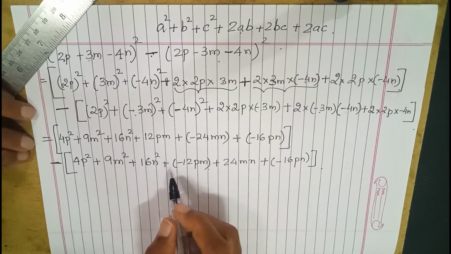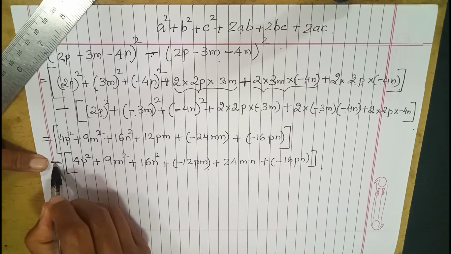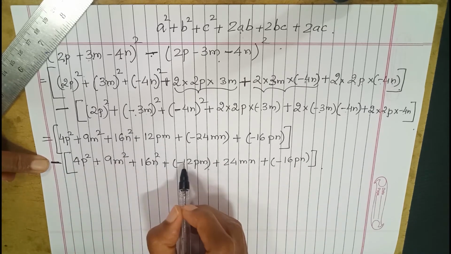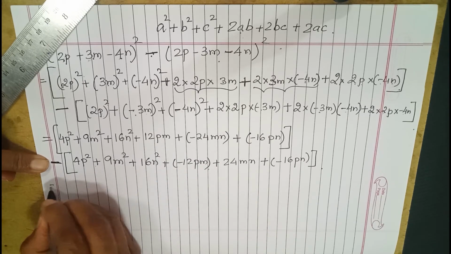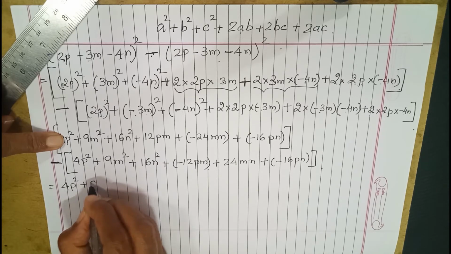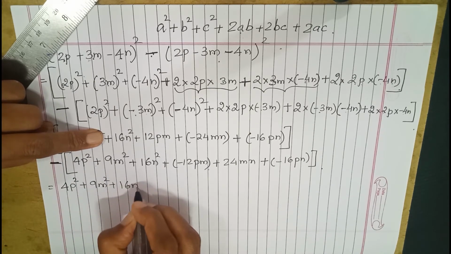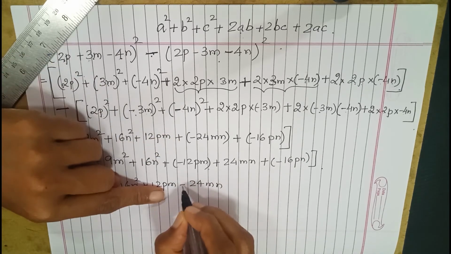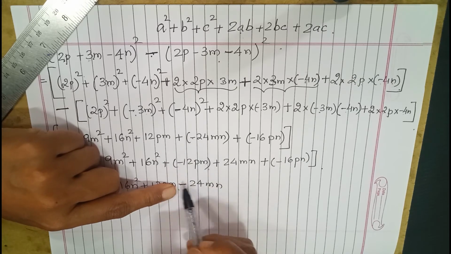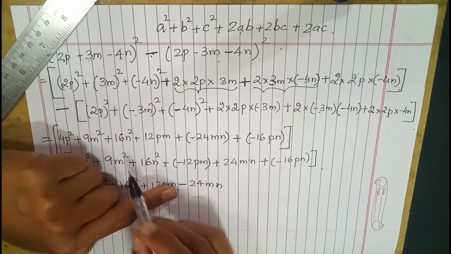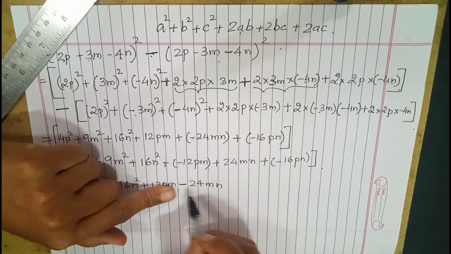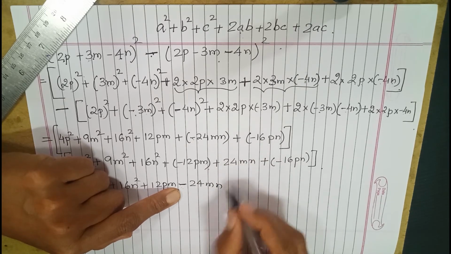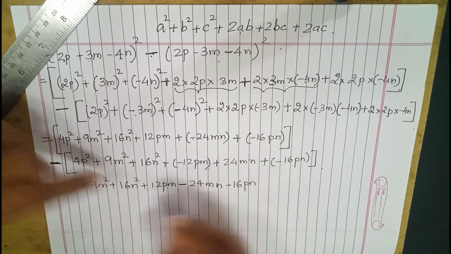Now to solve this further, we will have to open the brackets. Since there is a minus sign here, all the signs of the second bracket will change. If it is a plus, it will become a minus, and if it is a minus, it will become a plus. So let's do that. So first I write the first bracket as it is, plus 16n square plus 12pm minus 24mn. Now I'm writing directly here minus because plus into minus is minus. So I'm not putting two signs because I'm opening the bracket. So I will be removing these brackets also by putting the proper sign. So plus into minus is minus. Similarly, plus into minus is minus. So minus 16pn. So this is my first bracket.